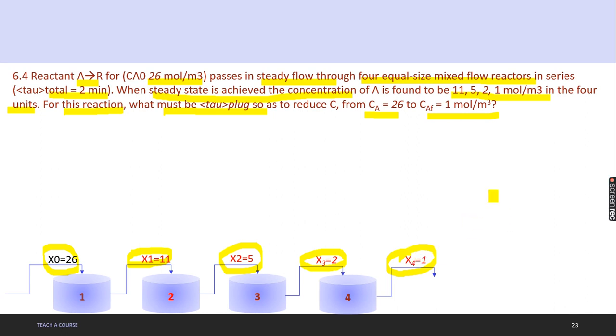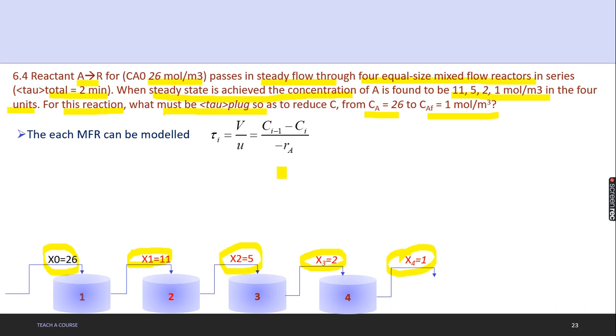We already know the performance equation for a mixed flow reactor, so any one of these mixed flow reactors can be modeled. For any reactor, tau equals V by U. Because their volumes are all the same, I am skipping V, and the volumetric flow rate must be the same. So tau equals C(i-1), the input to that particular reactor, minus the concentration in this particular reactor, divided by minus RA. That's all.